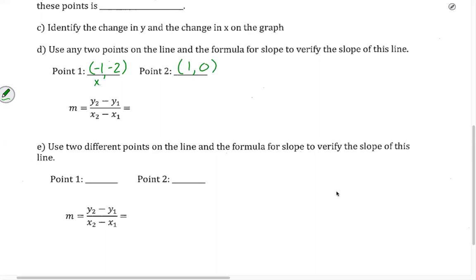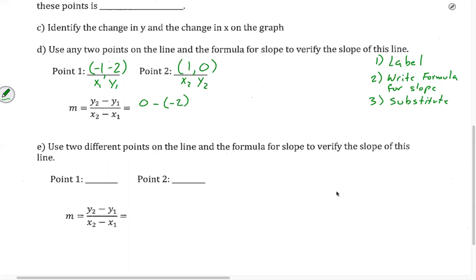So my first step is to label. I'm going to label x1, y1, x2, y2, and then I'm going to substitute. Second is to write my formula, which is already written for me. Three is to substitute. So y2 is 0, y1 is -2, so I have 0 minus -2, and notice I put it in parentheses, over x2 is 1 and x1 is -1. So again, I'm going to put that -1 in parentheses. Now I substitute, and step number 4 is simplify. So 2 negatives make a positive, so that's going to be 2. And again, 2 negatives make a positive, that's 2. And again, I need to keep simplifying because 2 over 2 is 1. There we go.